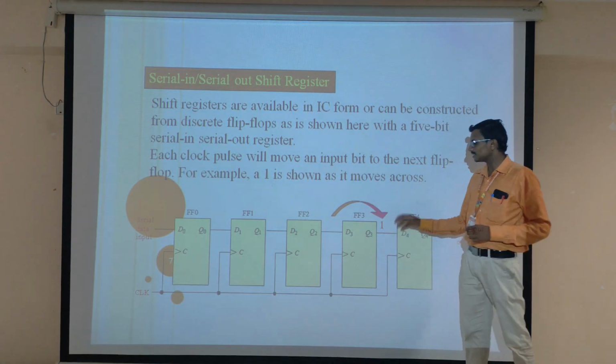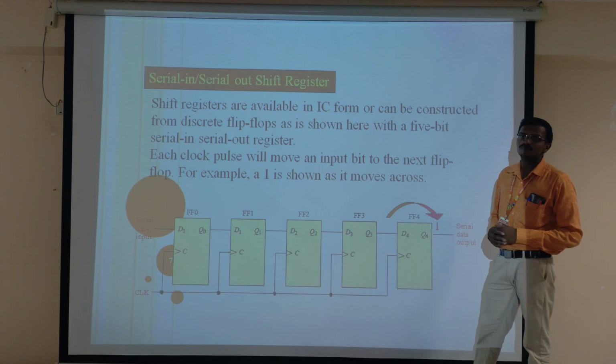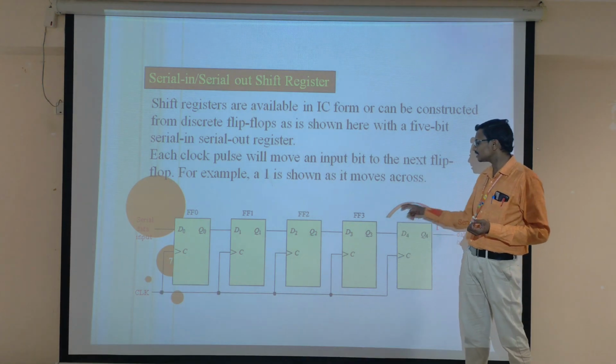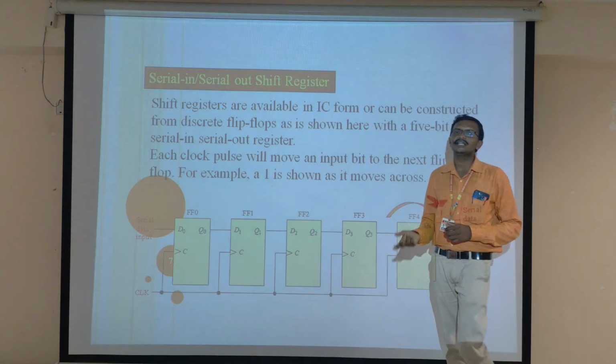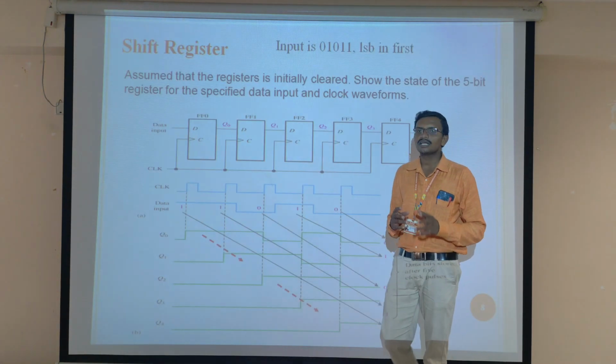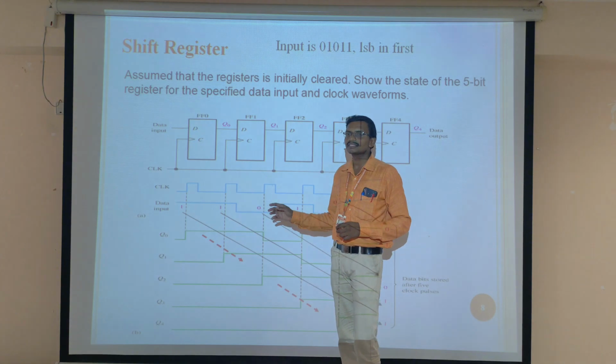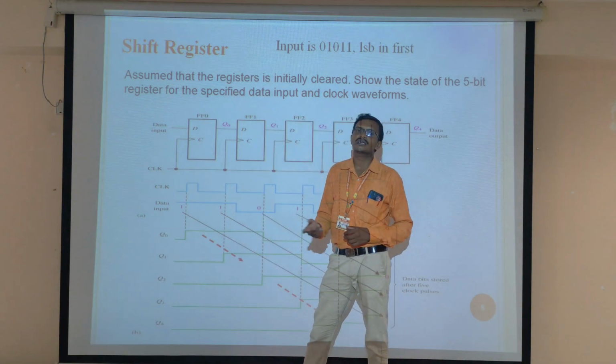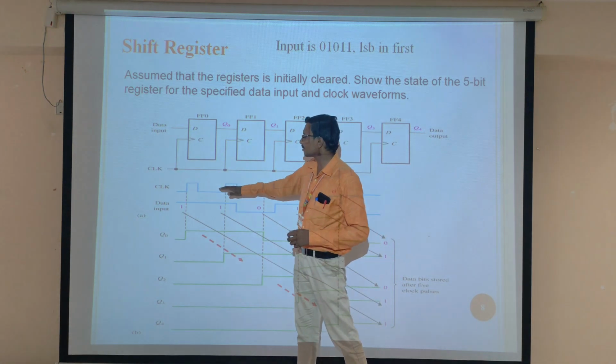Next. While applying the last, that is the fifth clock pulse, since this is a 5 bit shift register, it gets the outputs. So this is serial in, serial out. While applying the clock pulse, the bits are shifted. Here Q0, Q1, Q2, Q3, Q4 are the outputs of the flip-flops. This is the clock pulse, and this is the input.